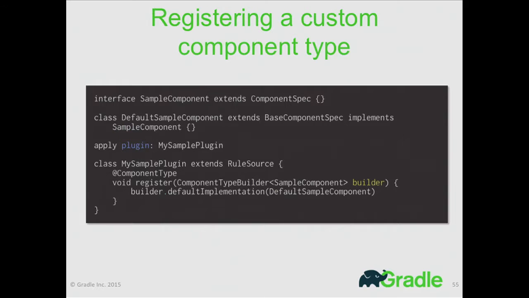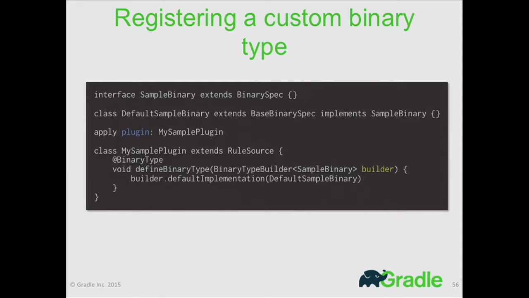Same type of thing goes for types of components. I define a new component type. I create a rule, extends component, annotate it with the component type annotation. So Gradle is now aware that I have a new type of thing I can build. Same thing for binaries. So a component can conceivably create multiple different binaries.